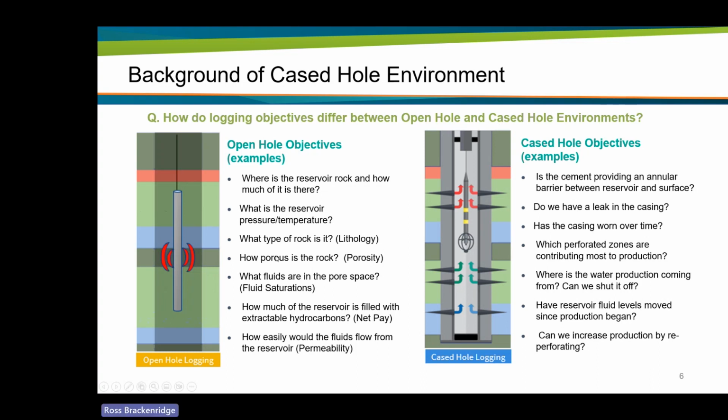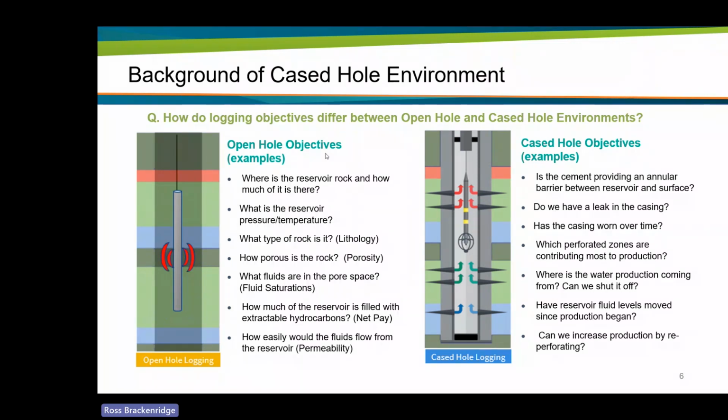But not only that, we no longer have the same objectives, do we? Because we knew where the oil was or the gas was on day one. But the type of questions we may want to answer now is, is our cement providing a good barrier between zones and between reservoir and surface? Are there any leaks in the casing? Has the casing worn? Are all the perforations contributing to flow? Is there water production? If so, where's it coming from? Can we shut it off? Could we re-perforate and increase production? These are the type of things that we would want to know.